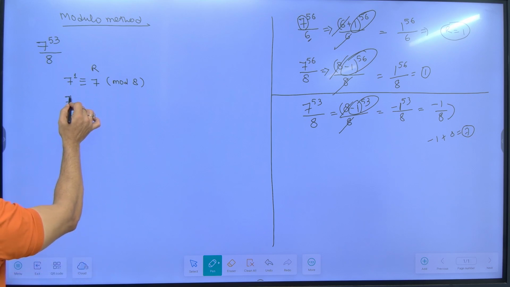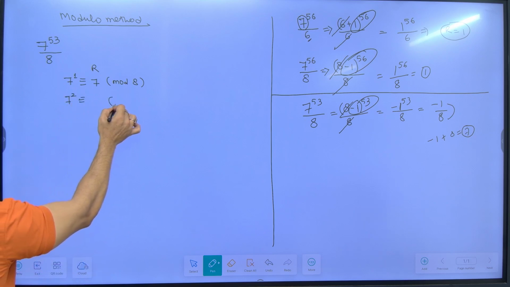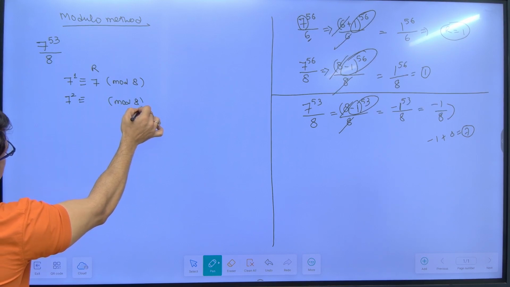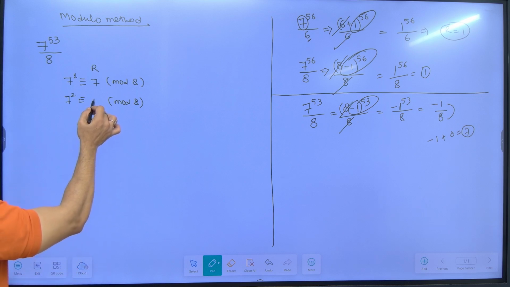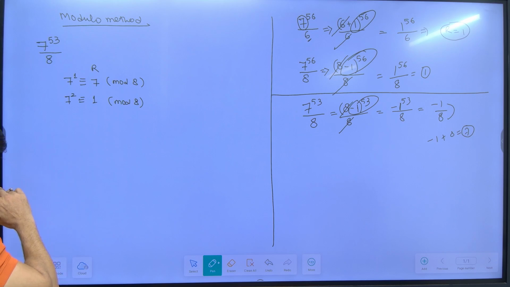Next you take 7 square divided by 8. 7 square is 49. 49 divided by 8, the remainder is 1, right? The moment you get remainder as 1, stop there. After that, you'll get the cyclicity of remainders: 7, 1, 7, 1, 7, 1. Want to check it out?